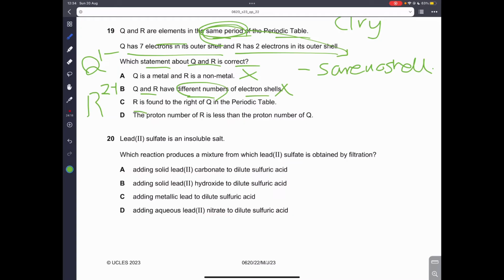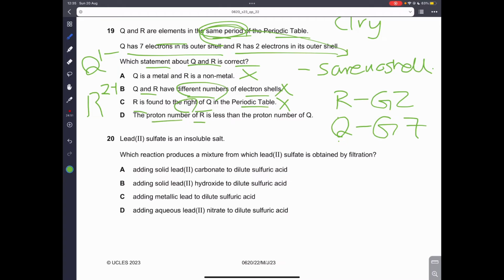R is found right of Q in the periodic table. Now this is false because R is actually a metal. It has 2 electrons, which means R is from group 2. Q has 7 electrons in its outer shell. Therefore, it is in group 7. Now group 1 and group 2 are the metal groups. So R is a metal and Q is a non-metal, and metals are usually found on the left side of the periodic table. So this C is wrong.